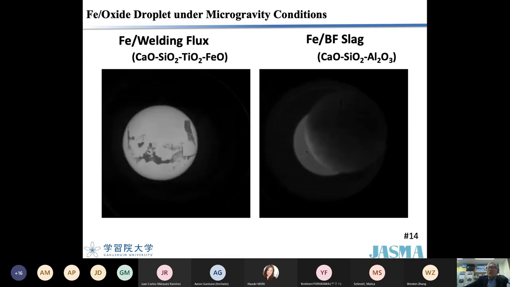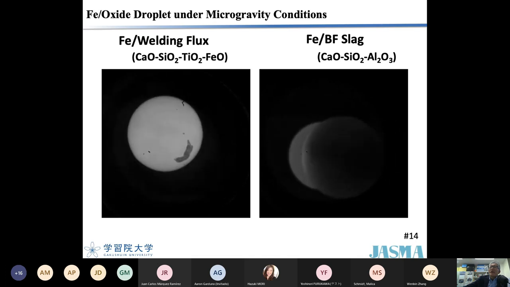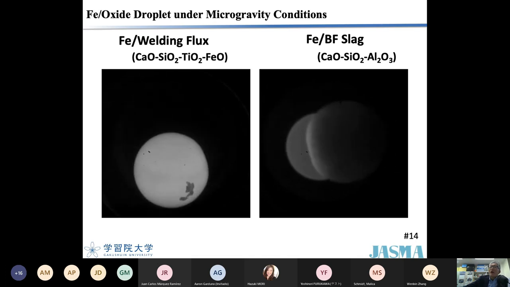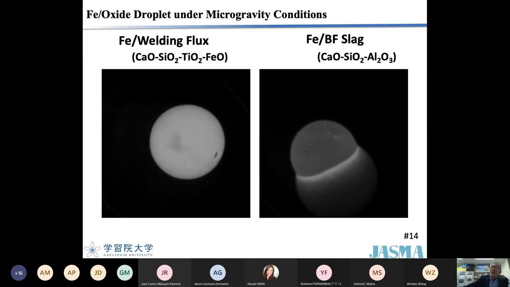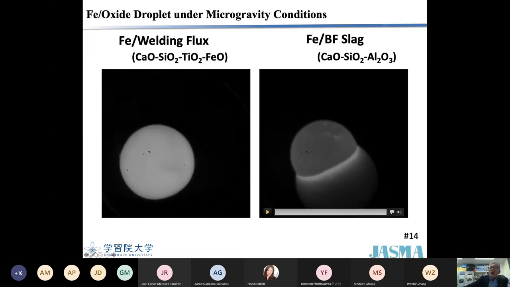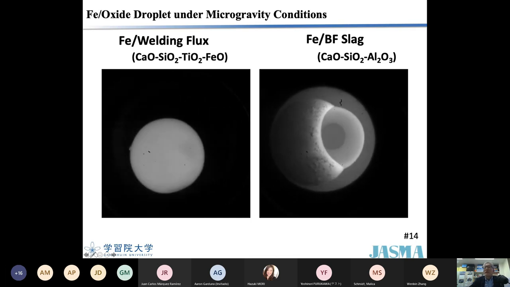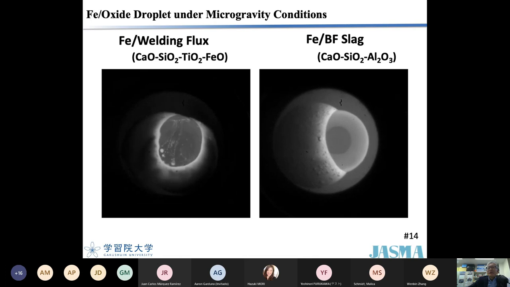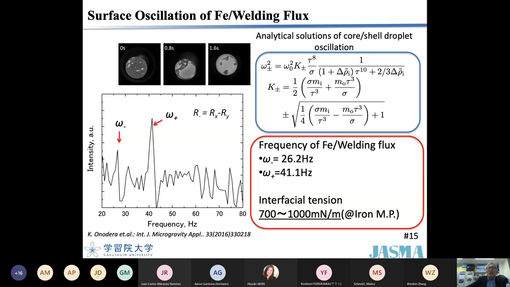So this image is not making the quartz droplet. Here is a liquid iron and here is a molten oxide. This case does not make the quartz droplet, meaning that the molten oxide does not cover the liquid iron. So this shape is stable. Okay, next, please. We call this shape the Janus shape.